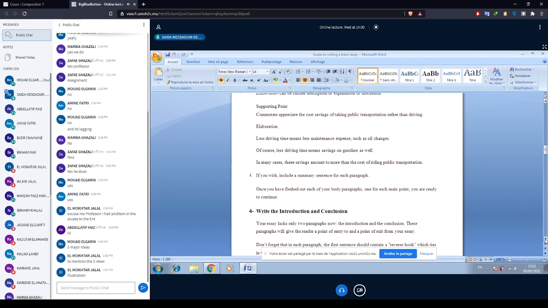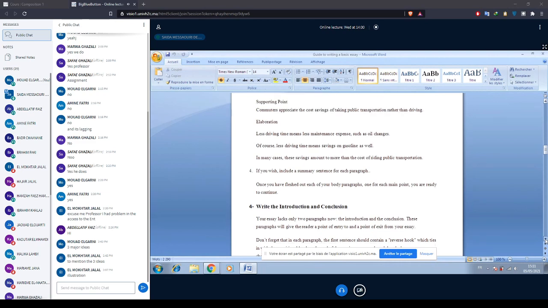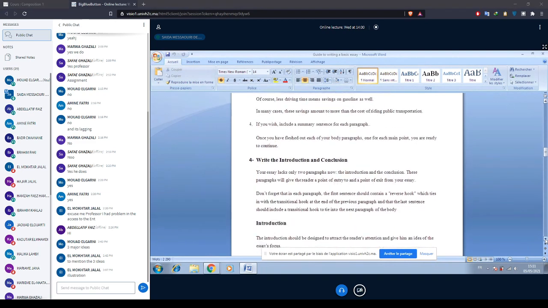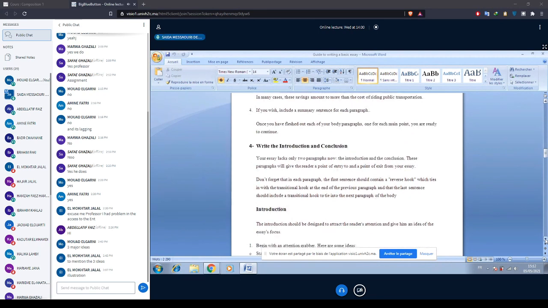Okay? Once you have fleshed out each of your body paragraphs, one for each main point, you are ready to continue. Your essay lacks only 2 paragraphs now, the introduction and the conclusion. These paragraphs will give the reader a point of entry to and a point of exit from your essay.